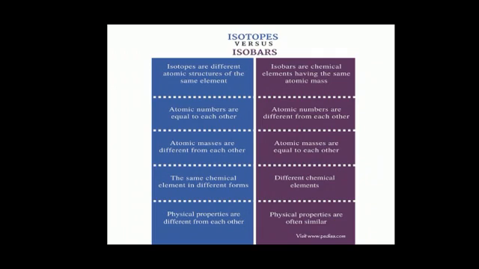Now in isotopes, we observe the same chemical element in different forms. And in case of isobars, different chemical elements are observed. And the last difference I'll tell you, students, is that for isotopes physical properties are different from each other. But in isobars, physical properties are often similar.